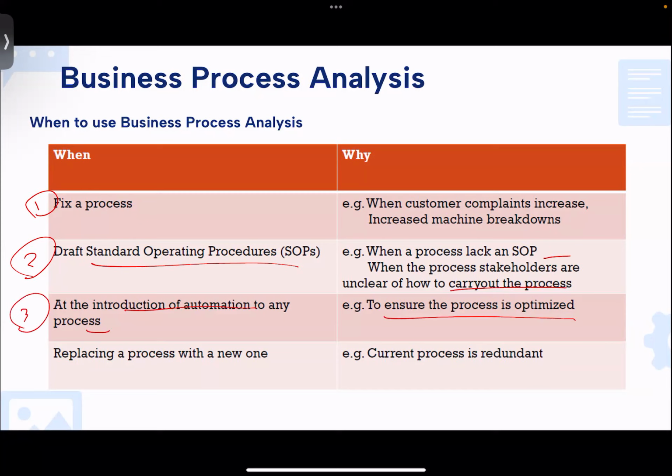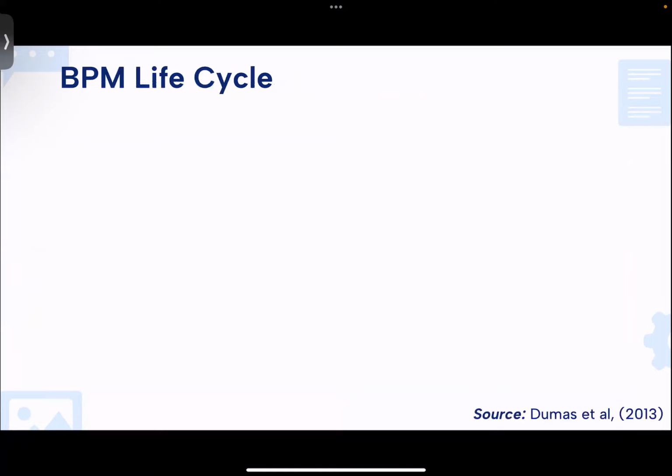And the next one is replacing a process with a new one. For example, if there is an existing process within the organization and it is redundant, which means it's outdated, and we are replacing it with a new one, we have to do business process analysis and carry forward. Okay, so these are the situations where we can use business process analysis. I hope this one is also clear.